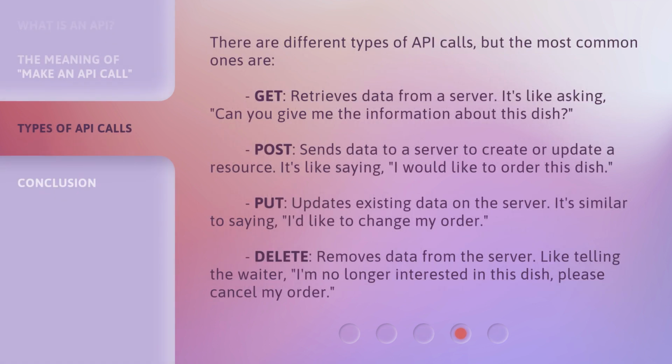There are different types of API calls, but the most common ones are: GET retrieves data from a server. It's like asking, "Can you give me the information about this dish?" POST sends data to a server to create or update a resource. It's like saying, "I would like to order this dish." PUT updates existing data on the server. It's similar to saying, "I'd like to change my order." DELETE removes data from the server. Like telling the waiter, "I'm no longer interested in this dish. Please cancel my order."